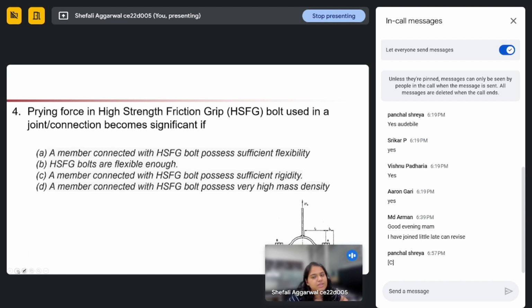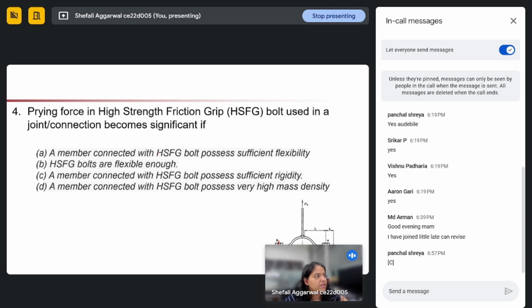Next question is prying force in high strength friction grip bolt used in joint or connection becomes significant if. So this we will be seeing in our friction type of bolting. We are adding one more term, prying force. In this case it is Q, which is a type of tensile force only, an additional tensile force that is called as prying force. So when will it become significant?